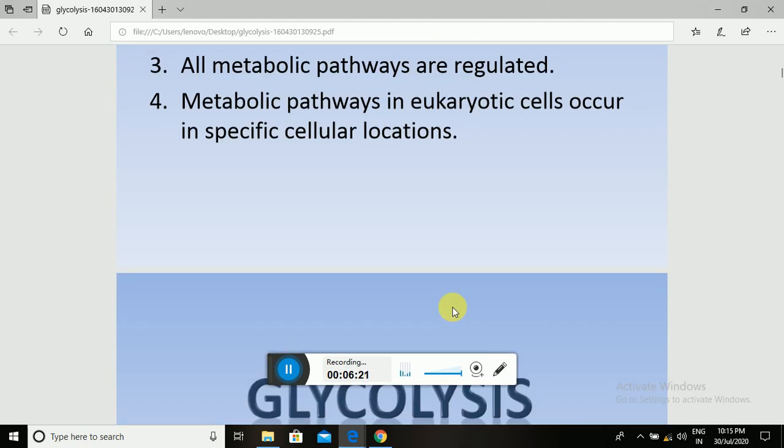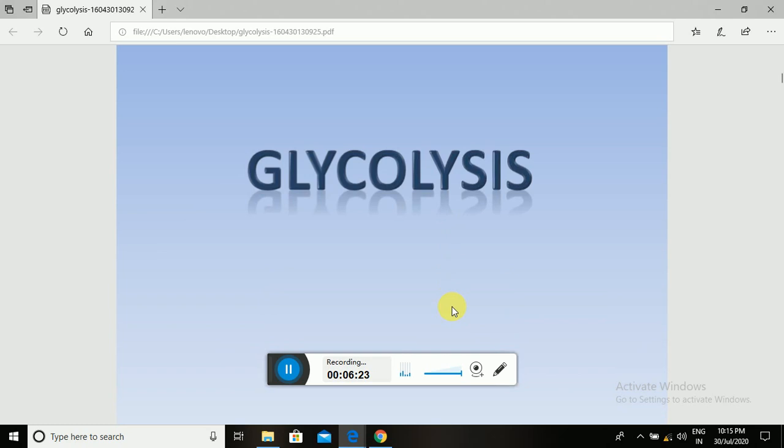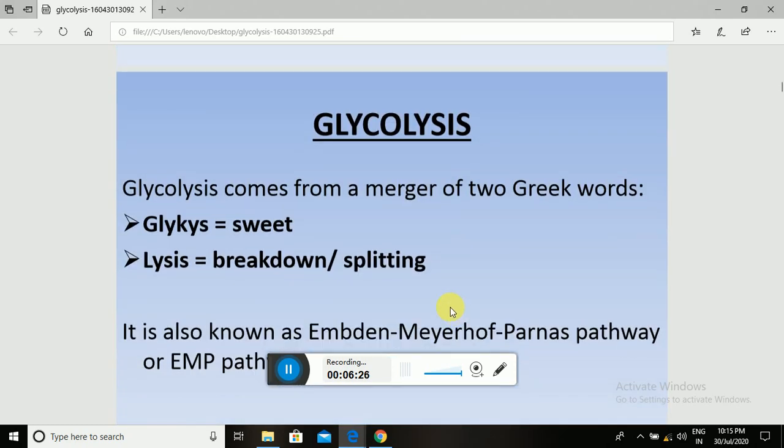So let's start with what exactly the process of glycolysis is. Glycolysis comes from Greek words: glykos means sweet, and lysis means breakdown or splitting. The glucose is broken down, or split, into two smaller derivatives, pyruvates. Glucose is a six-carbon compound, but pyruvate is a three-carbon compound. This breakdown of glucose is known as glycolysis.